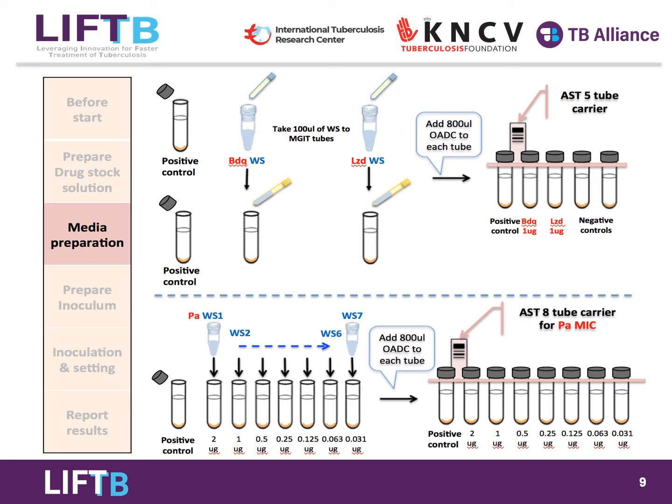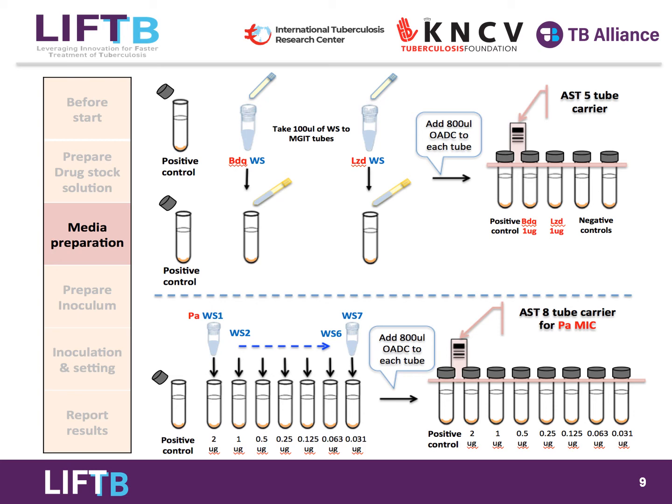C. Transfer 100 microliter of each working solution using a 100 or 200 microliter micropipette tip to the appropriately labeled MGIT tube. D. Place the tubes in the correct sequence in the appropriately sized AST set carrier and then put the MGIT tubes without drugs and OADC into the remaining carrier positions.